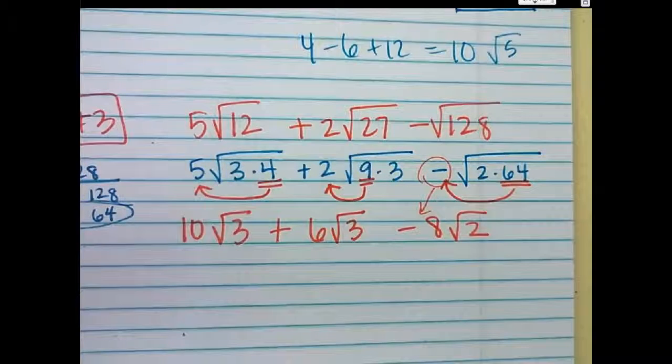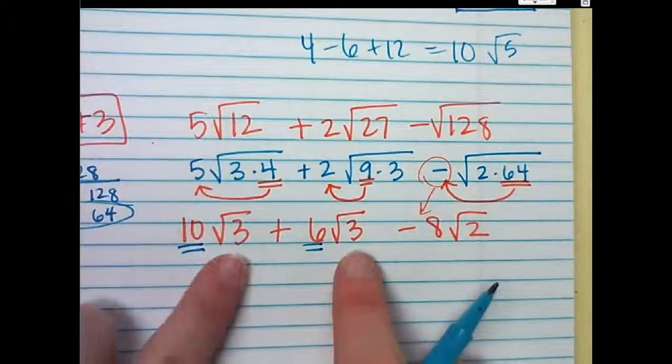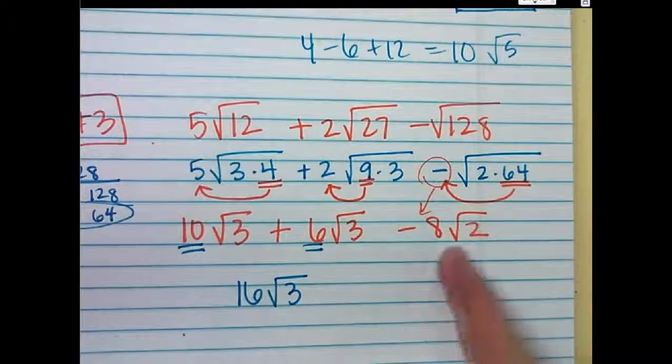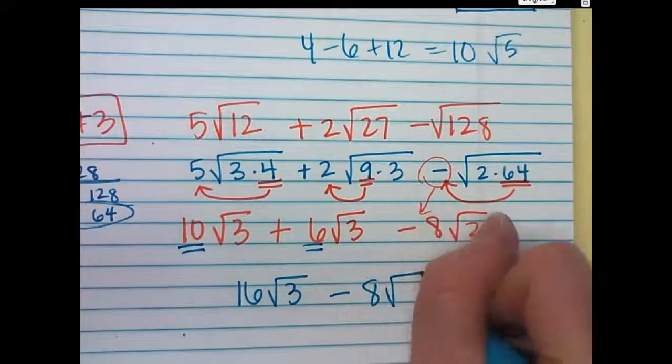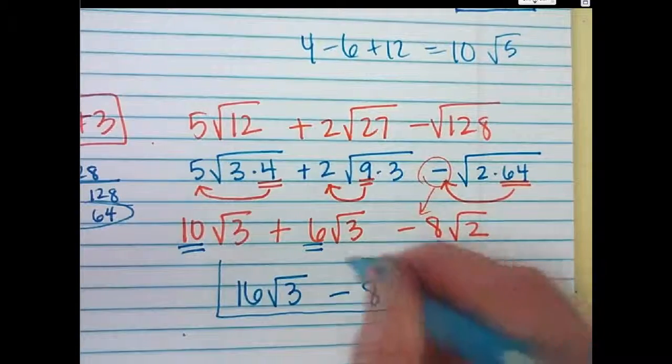So what can I combine? Yeah, I can combine the 10 and the 6 because they both have square root 3's. So 16 square root 3. And then this one, it just stays here. I can't do anything with it. I can't combine it, so that's my answer.